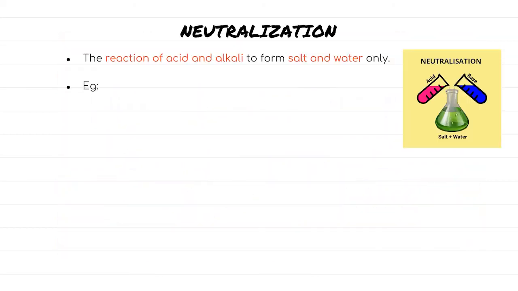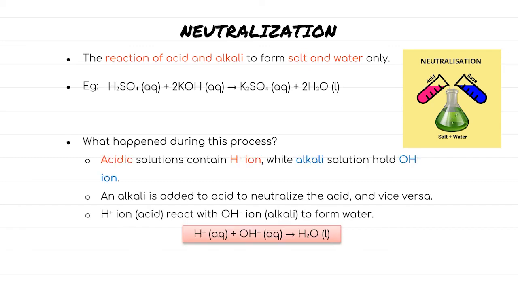We are going to look at neutralization. What is actually neutralization? Neutralization is when acid and alkali react together to form salt and water. For example, in this equation we can see sulfuric acid reacts with potassium hydroxide, giving the salt, which is potassium sulfate, and water. And what actually happens during this process?